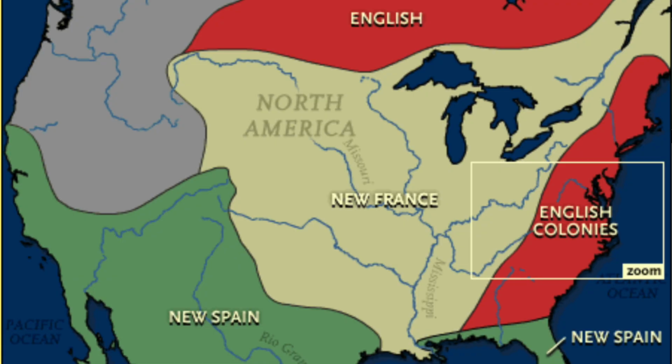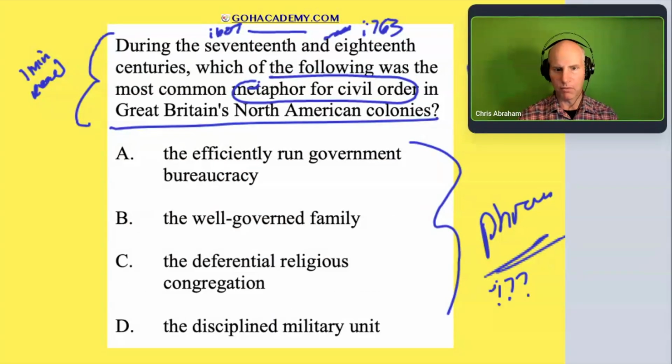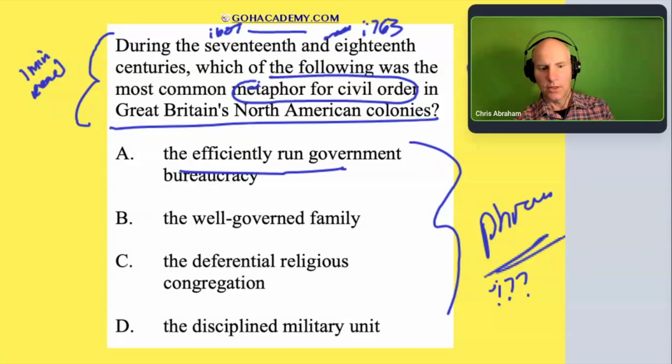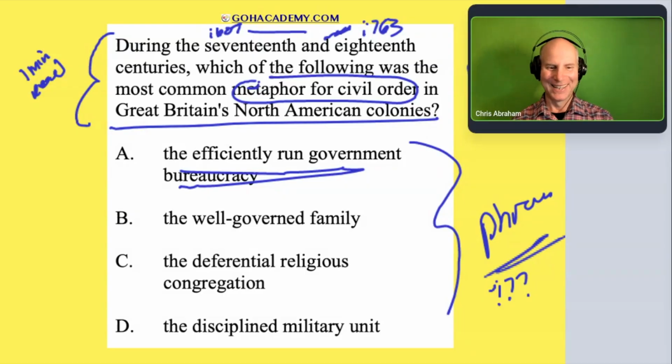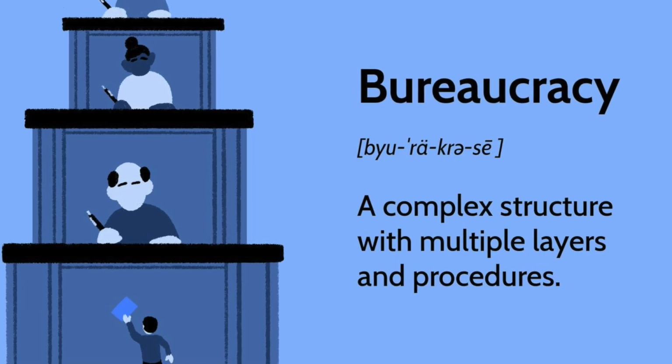So let's see, how was this relationship described? Okay, what was the metaphor used to describe these 13 colonies from Great Britain's perspective? Was it the efficiently run government bureaucracy? Someone wrote this, right? Efficiently run government bureaucracy. What a name, right? I don't think they reference the 13 colonies as an efficiently run government bureaucracy. Okay, so let's cross that one off.